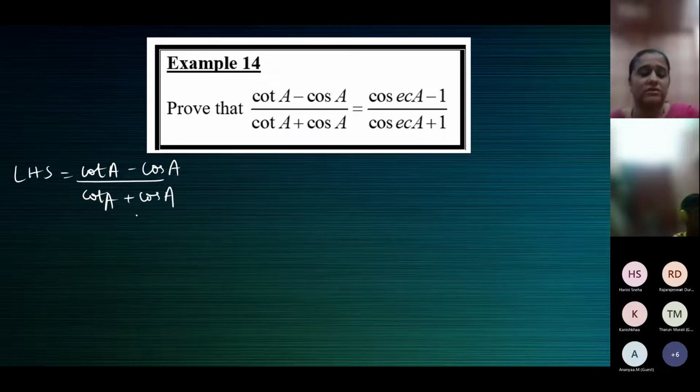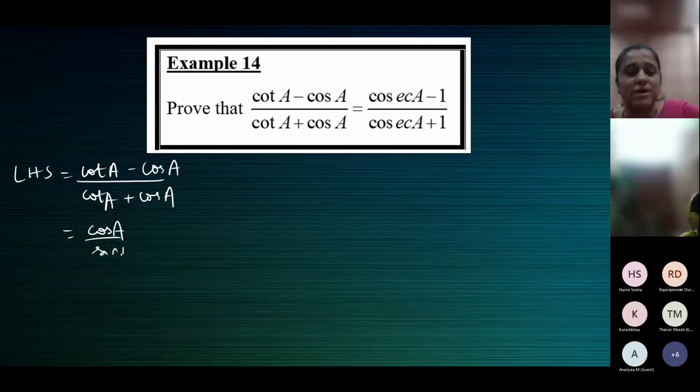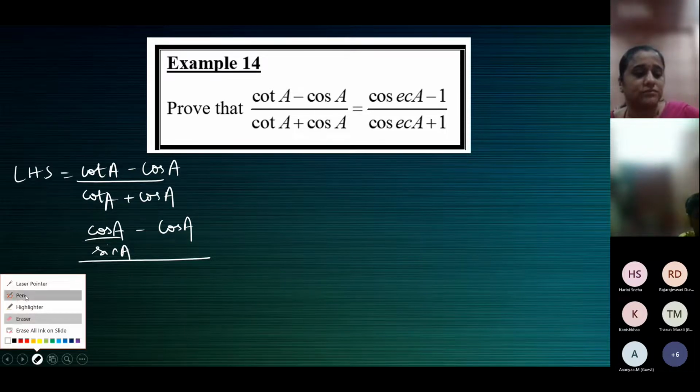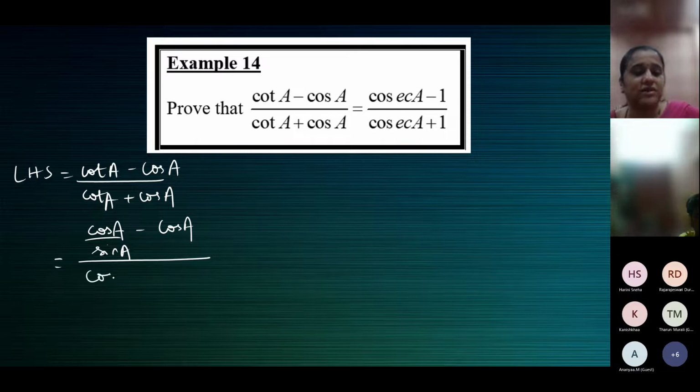So there's nothing common. So then what's the next rule? Write other ratios in terms of sine and cos. So what is cot A? Cos A by sin A. So we have cos A by sin A minus cos A, divided by, again, what is cot A? Cos A by sin A. Cos A by sin A plus cos A.